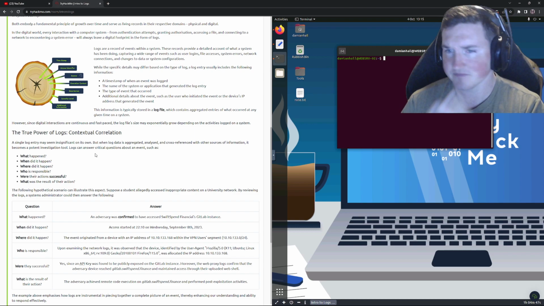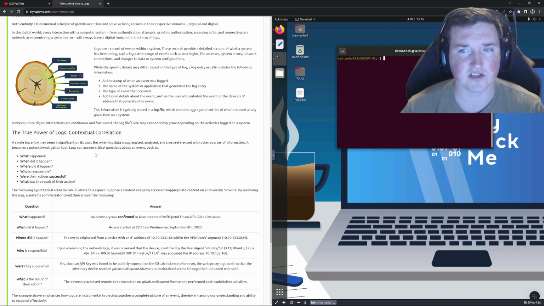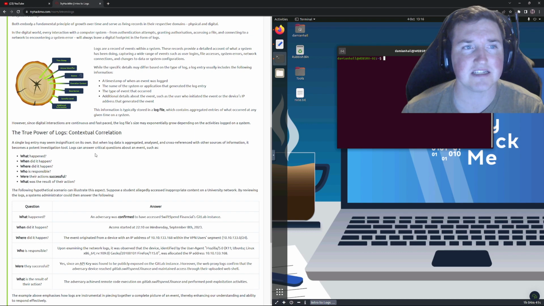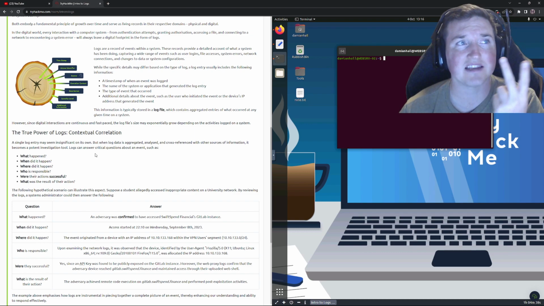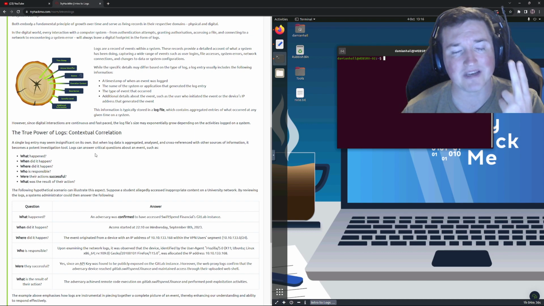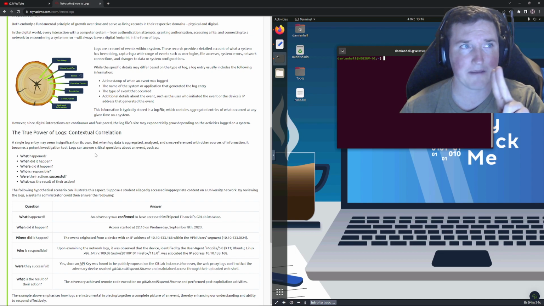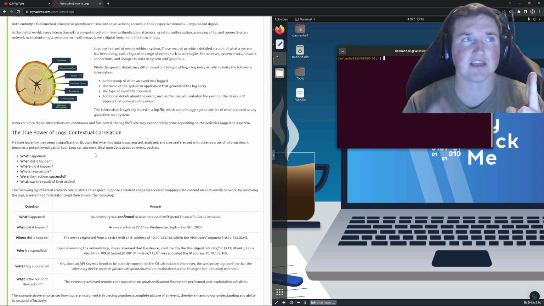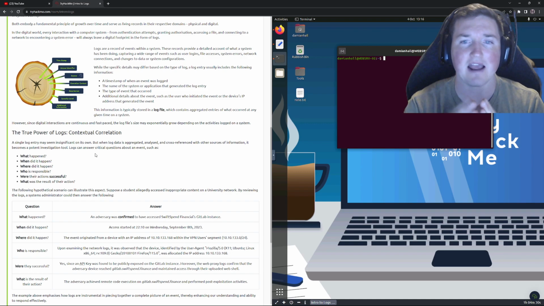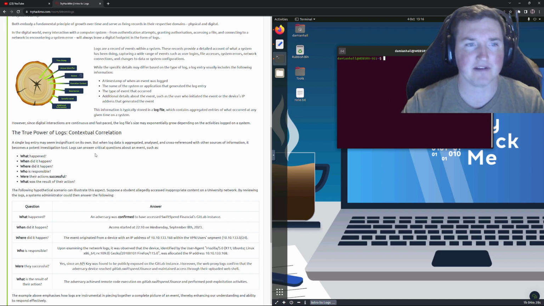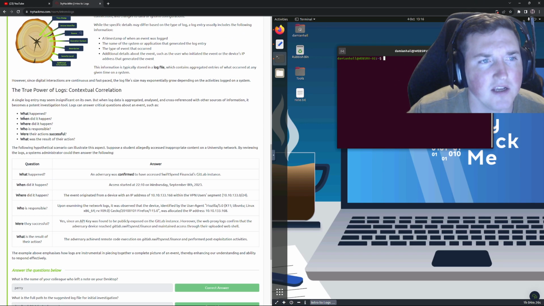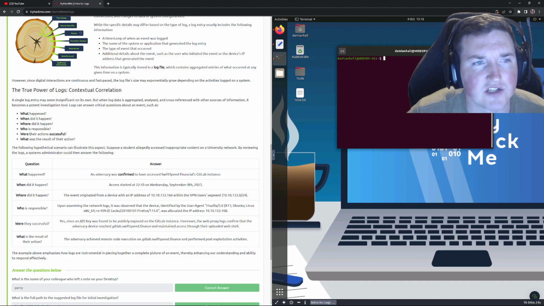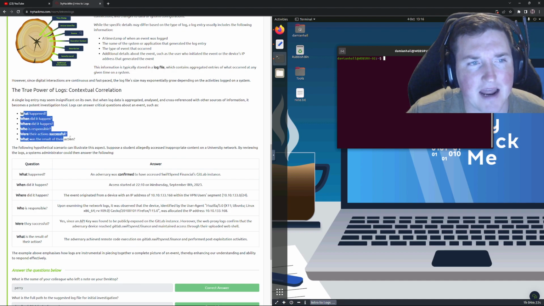Then I check the Windows event logs on the machine they took over, and that's in UTC time. Okay, well now we have two completely different time formats, and we need to know what happened, right? So we have to convert them and then look and say, okay, at this time this happened, right? All right. So the true power, contextual correlation. So this is an example of what happened, when did it happen, where did it happen.